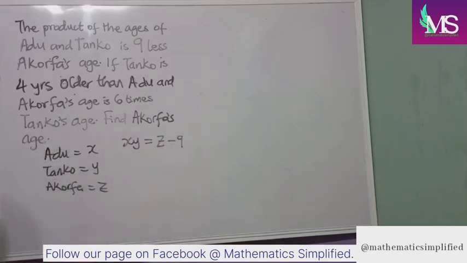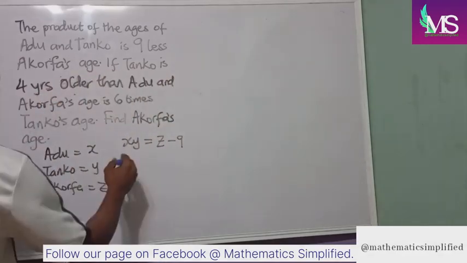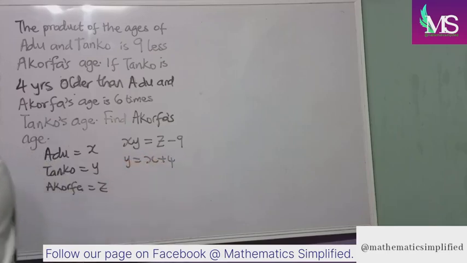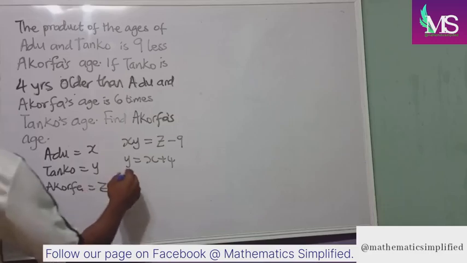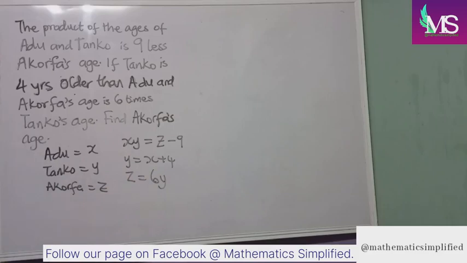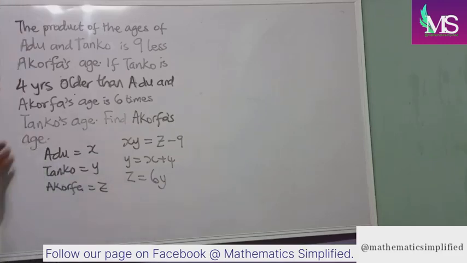Okay, now the next statement says if Tanko is 4 years older, now Y equals X plus 4. Okay, and Akrofa's age is 6 times Tanko's age. So Z equals 6Y. Okay, now with this, let's look at how to solve it. Now, it says find Akrofa's age.